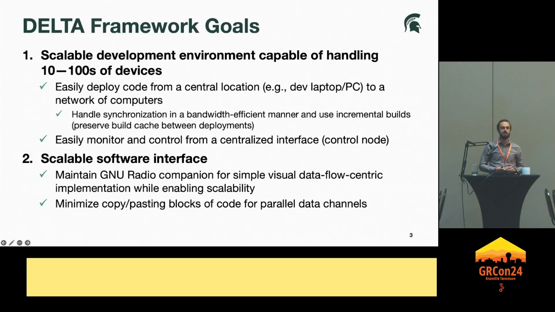We want to be able to easily monitor this from a single location, from a control node. It need not necessarily be the developer's laptop, but that is often the case. The other major goal is a scalable software interface. We want to still be able to use GNU Radio Companion because it's simple and easy to use, but make this scalable without having to copy and paste a whole bunch of parallel processing blocks for every node that we want to add. So we've been working on some blocks to make it scalable there as well.